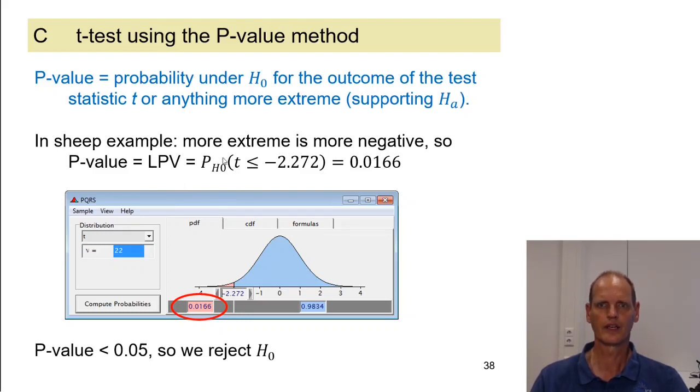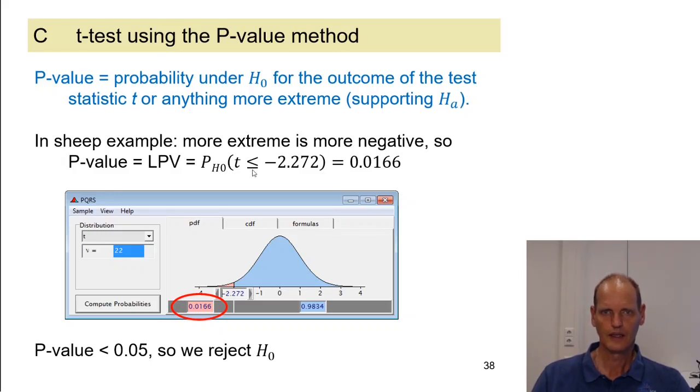Here it is defined as the probability under the null hypothesis that t is less than or equal to the outcome, which was minus 2.272. If we plug that value in PQRS, so we choose t distribution, 22 degrees of freedom, and then minus 2.272 on the t-axis, then we find a left-tailed p-value of 0.0166 and a right-tailed p-value of 0.9834.